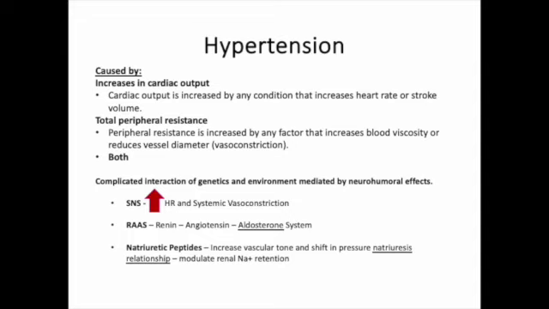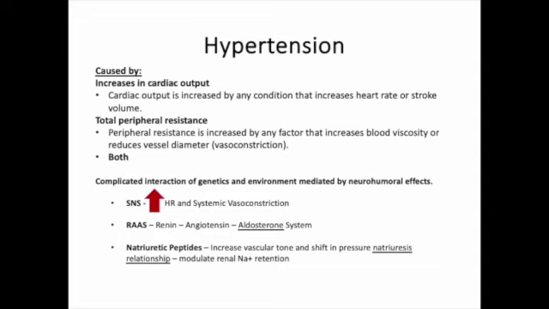So let's talk specifically about the pathophysiology now. We know that blood pressure is regulated by cardiac output and peripheral resistance. Well, hypertension is caused by an increase in cardiac output, total peripheral resistance, or both. And an increase of cardiac output is due to any condition that will increase your heart rate and stroke volume. An increase in peripheral resistance is anything that increases blood viscosity or reduces the diameter of a blood vessel. This is termed vasoconstriction.